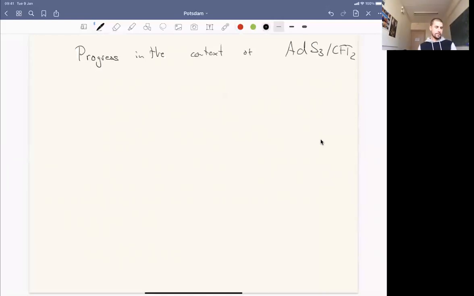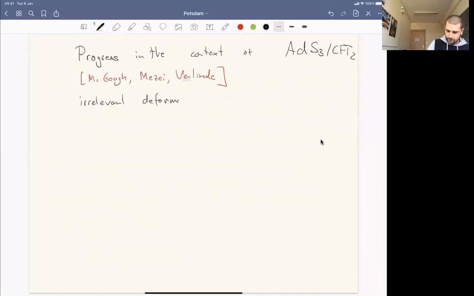Which started from a paper by, maybe I should write at least some references, by Magot, Mazet, and Verlinde, which considered an irrelevant deformation of 2D CFTs known as TT bar, which maybe, as Ignacio said, we'll refer to as T squared for reasons that will become clear in a second.